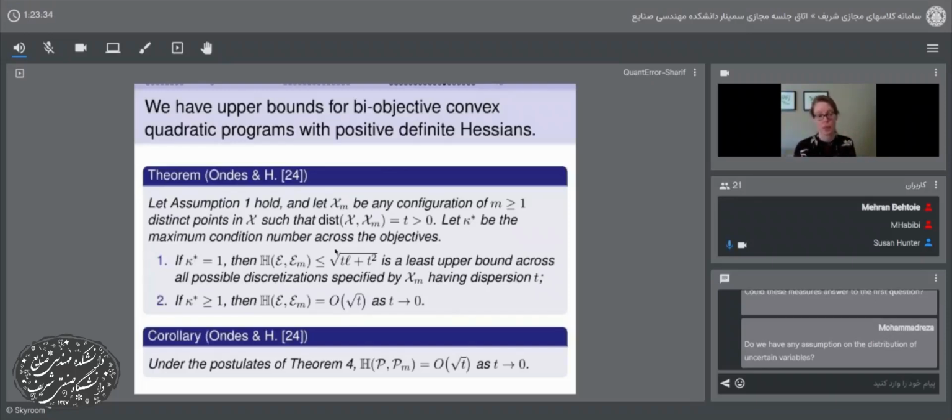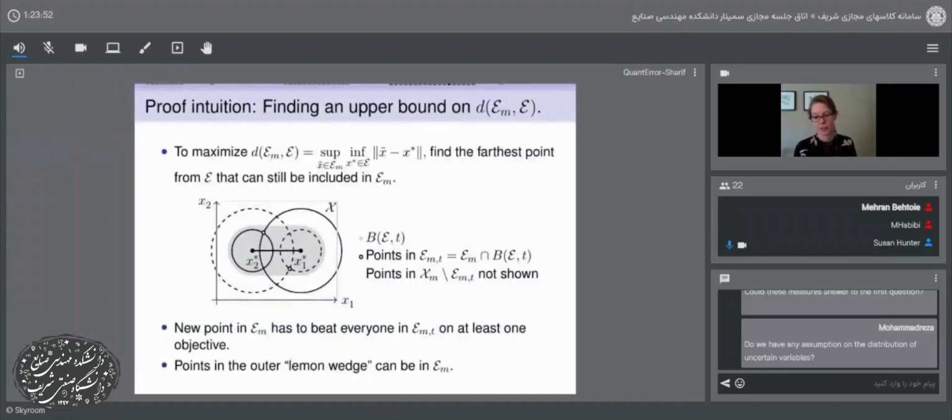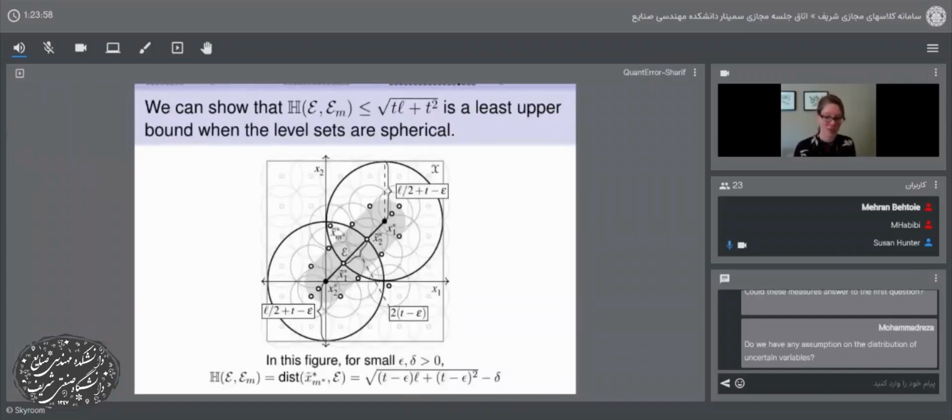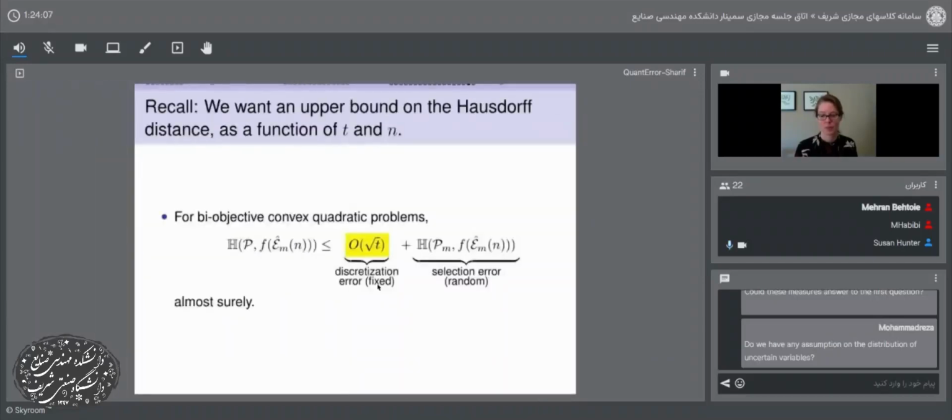We can show that we have a least upper bound in the length of the efficient set. So we have this result, and then also, for any positive definite Hessians, we get the big O square root t result. So I'm going to stop there. I have lots more intuition on the proof for that result. And we have an example that shows that the bound is a least upper bound when we have spherical level sets. So key point here, we can come back to this bound and plug in when we have bijective convex quadratic that we have big O square root t for the discretization error.